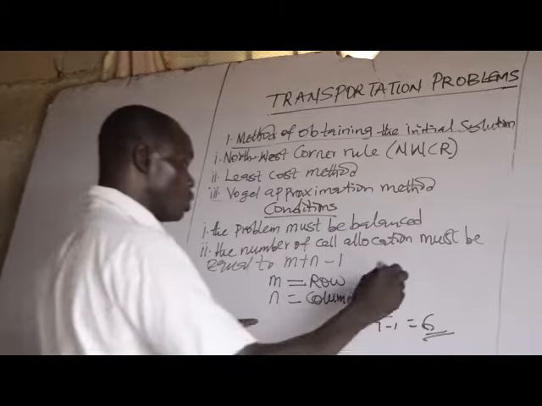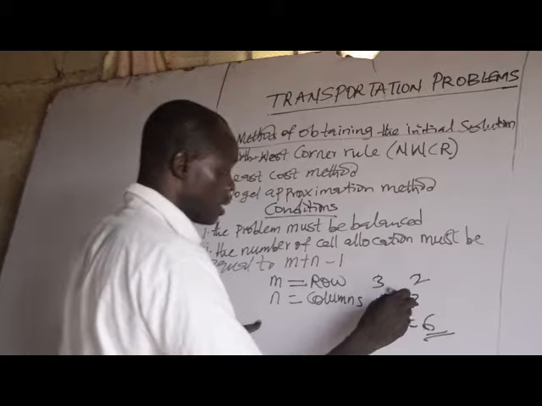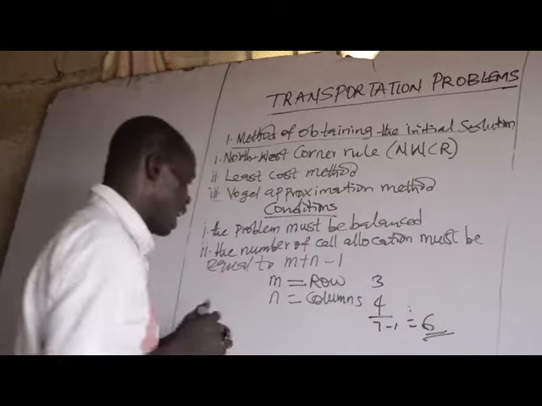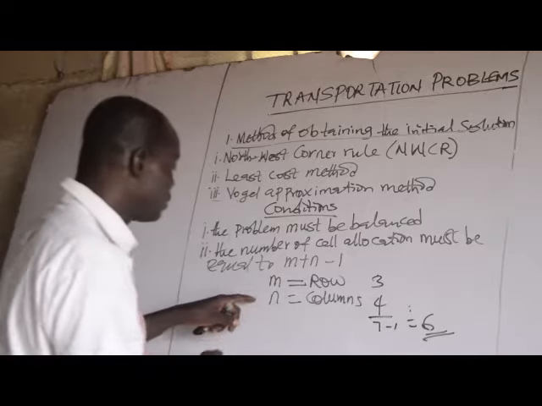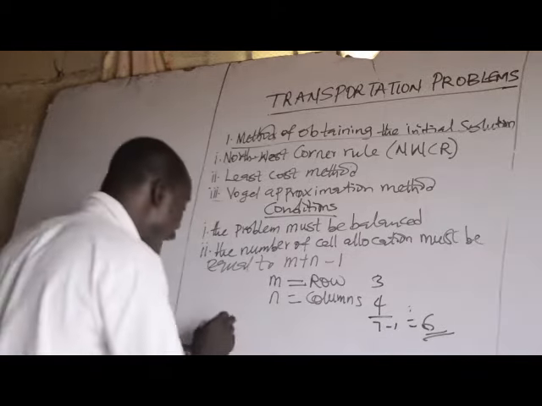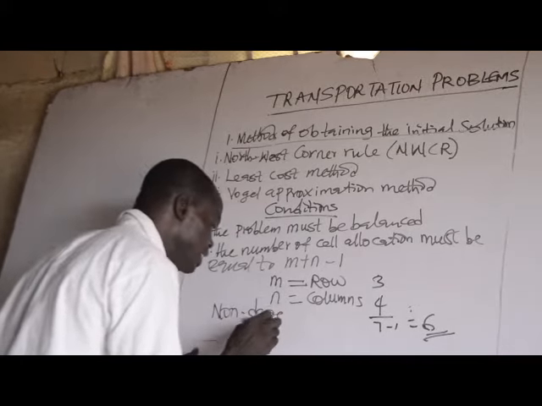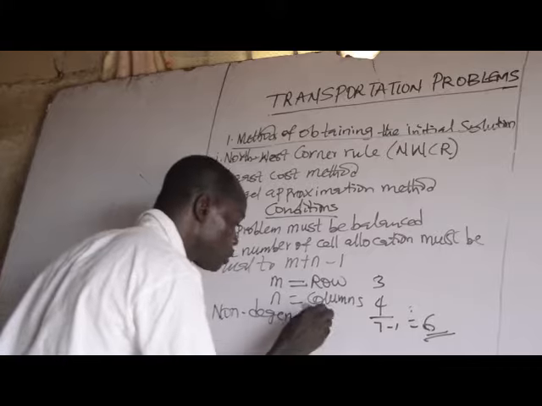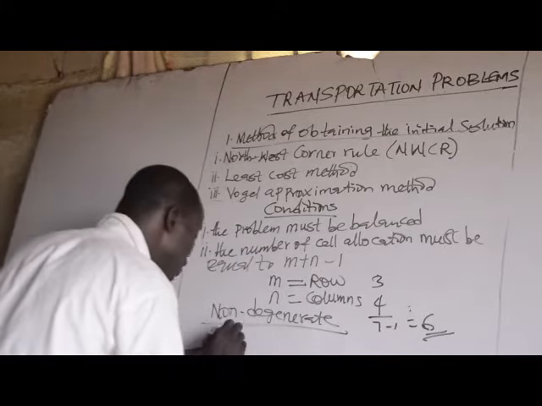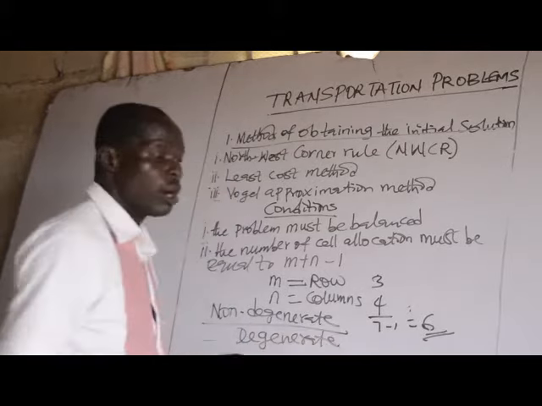That is where the rows equal 2 and the columns 3. 2 plus 3, 5 minus 1, 4. So take note of that. I've told you that where these conditions are satisfied, we say the solution is non-degenerate. But where these conditions are not satisfied, we say the solution is degenerate. Please take note of that.